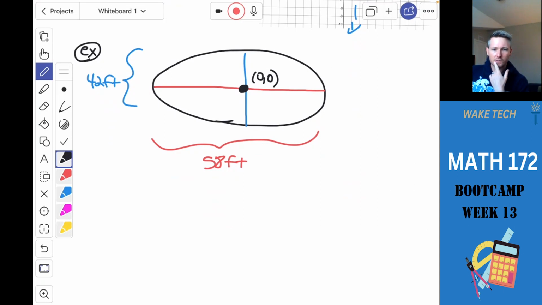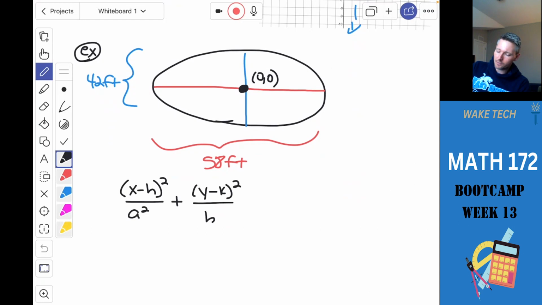I'm going to talk a little bit more about this one just because this will be a good review of the process. For most of these application questions, your first task will be to come up with an equation for the conic section. In the case of this ellipse, the standard form for the equation of an ellipse is (x minus h) squared over a squared plus (y minus k) squared over b squared equals 1. To write the equation, we need to identify the values that go in place of h, k, a, and b.